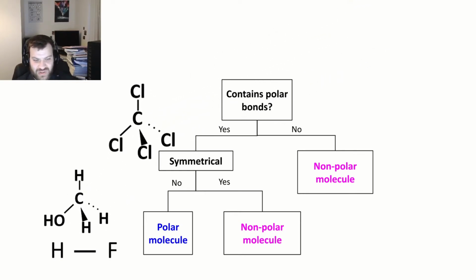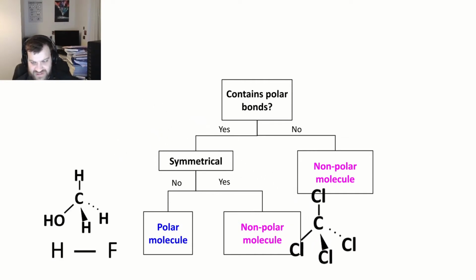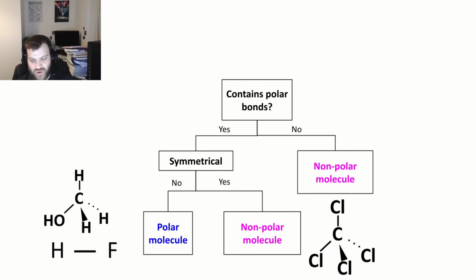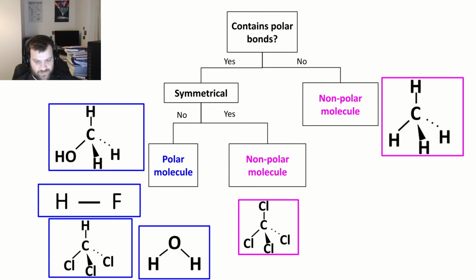Our tetrachloromethane has polar bonds. It is symmetrical. The carbon is surrounded on all sides by chlorine. Therefore, we have a non-polar molecule.